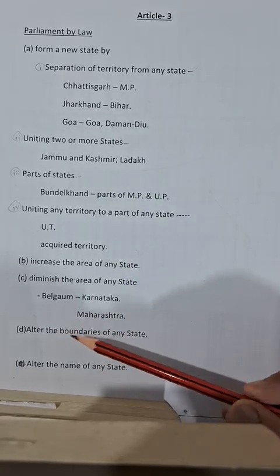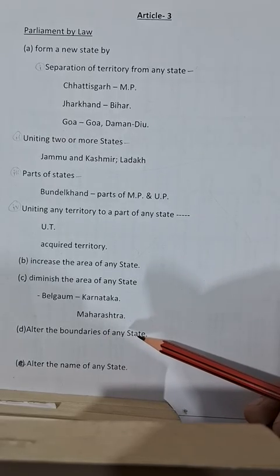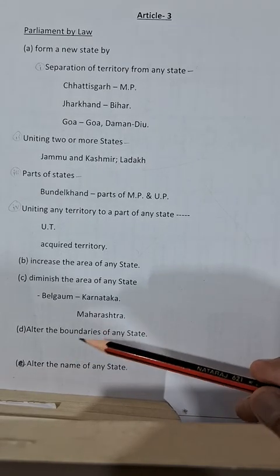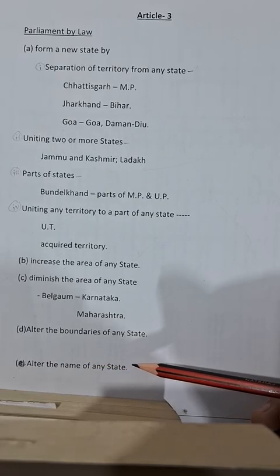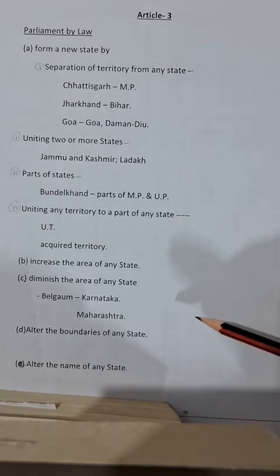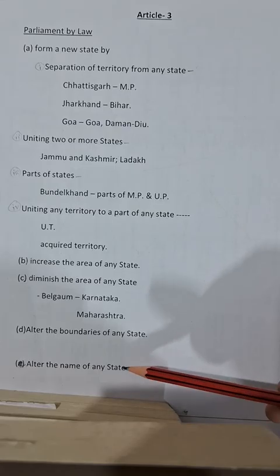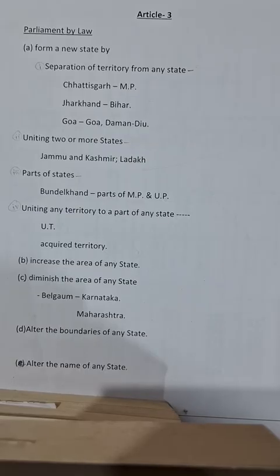D is alter the boundaries of any state. So obviously, once new states are created, the boundaries will be changed. That is understood. And E is Parliament by law can alter the name of any state. So we have good examples in this case also. Uttaranchal's name was changed to Uttarakhand. Pondicherry's name was changed to Puducherry. And I said that state means union territory as well. So these are the clauses by which the parliament can create new state, change the area or the boundaries of state or union territory, change the name of state or union territory.